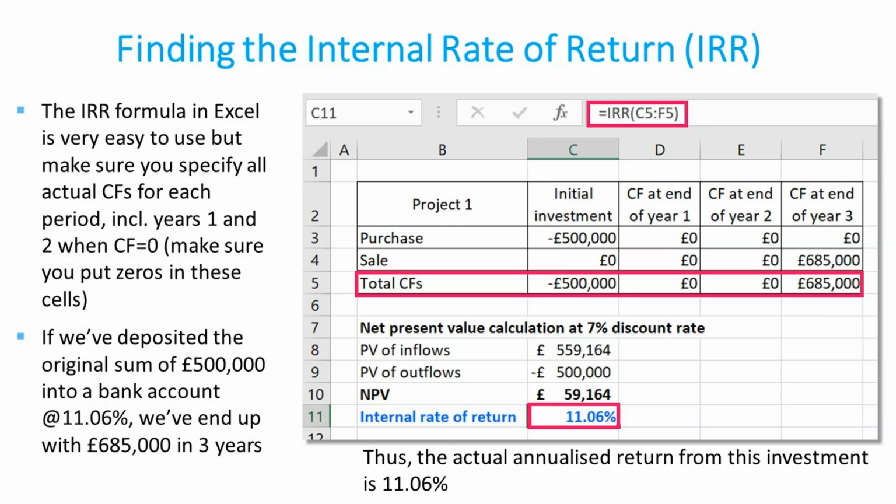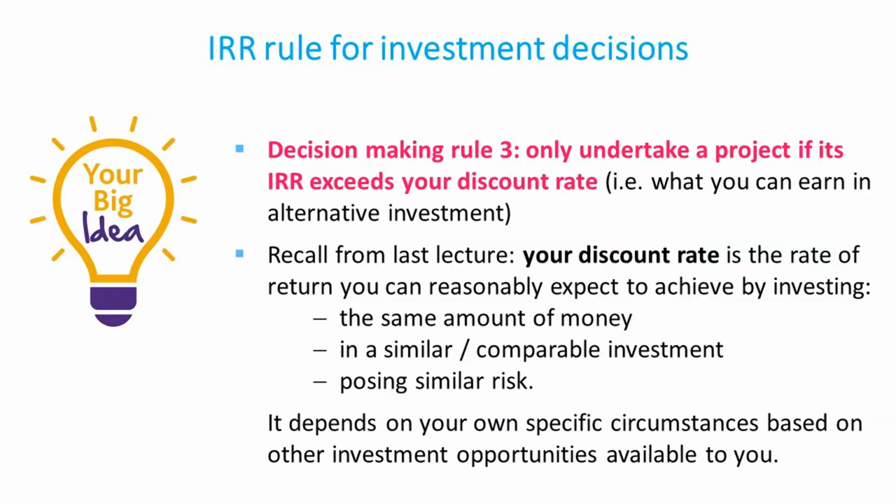In order to get this sum, in order to get to this amount of money, we need to invest our money at 11%. Let's introduce decision-making rule 3. You should only undertake a project if the internal rate of return from this particular project exceeds your discount rate. So your discount rate is the rate of return from alternative investment, for example, 7%. This is what you would get if you invested your money in a savings account, for example, or in some other project, or in a stock market, 7%.